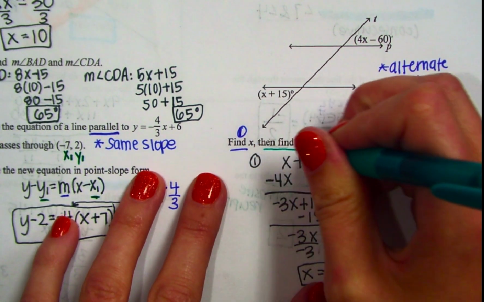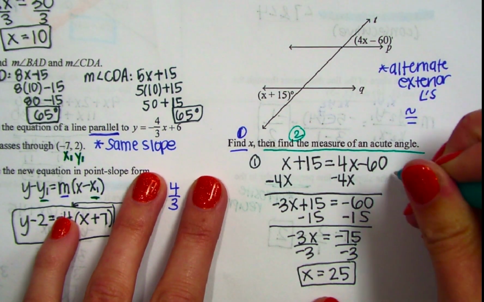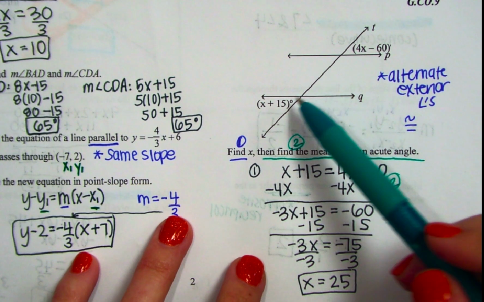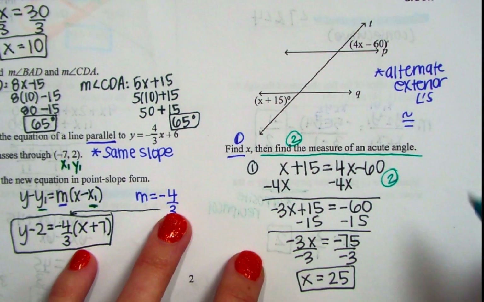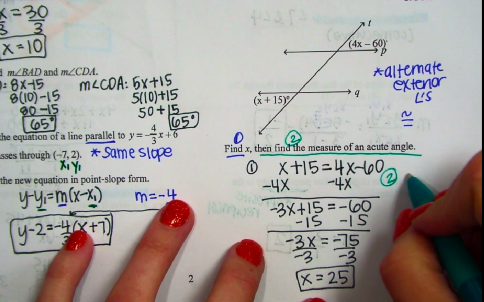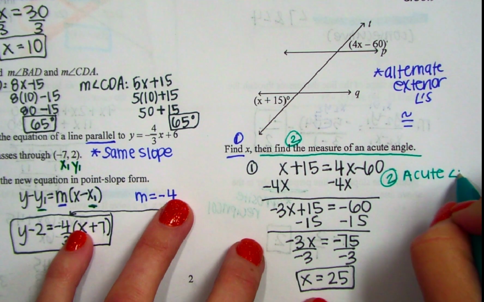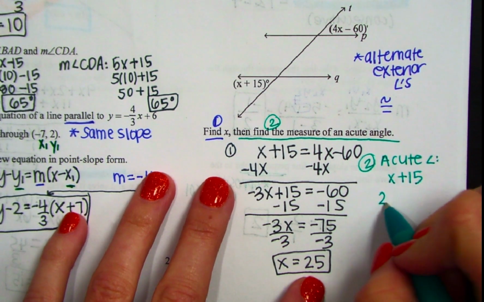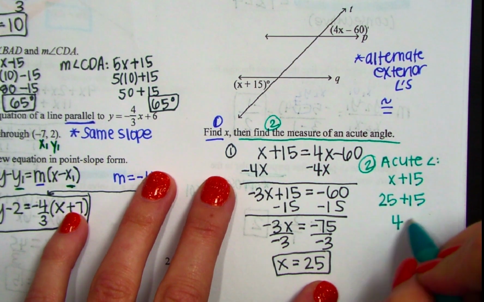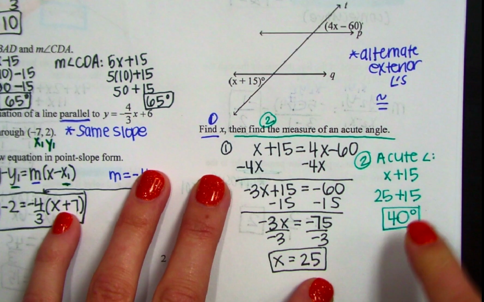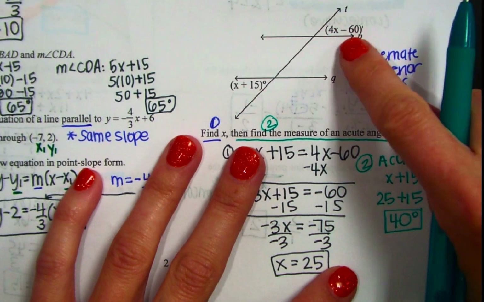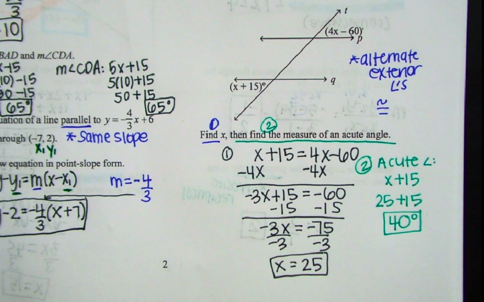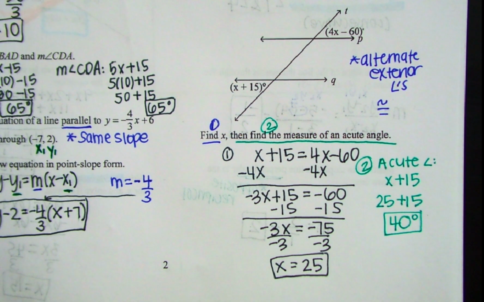Part 2 says we're going to find the measure of the acute angle. So the acute angle is going to be the angle less than 90, which is the angles that were already given here. So I'm going to go ahead and use this angle measure, x plus 15. And then I'm going to plug in x is 25. So 25 plus 15 is 40 degrees. My acute angle measure is 40 degrees. Again, you could have used 4x minus 60 and plugged in x here, but I thought using this equation would be a bit easier for us since we just had to add 15.